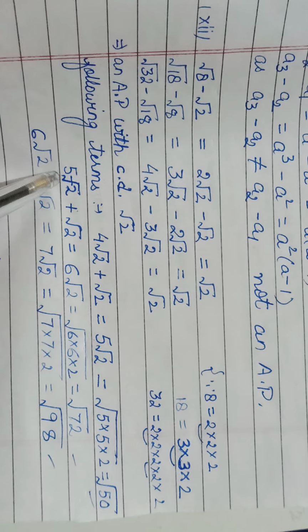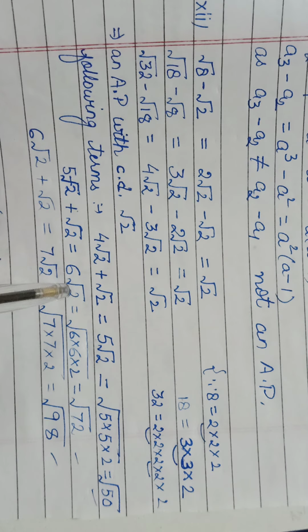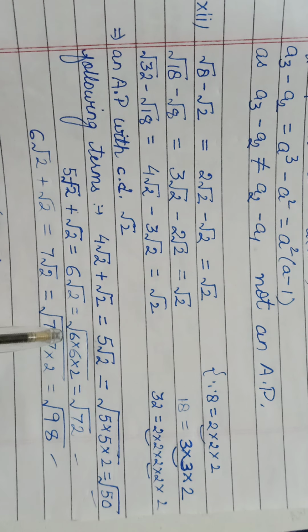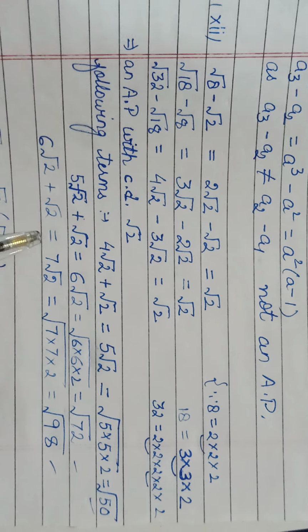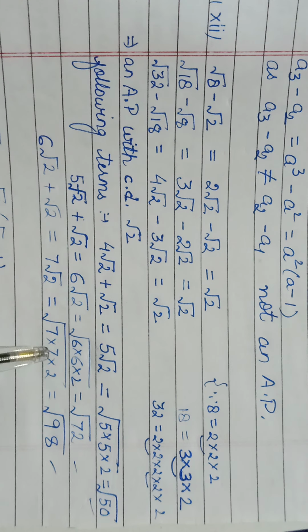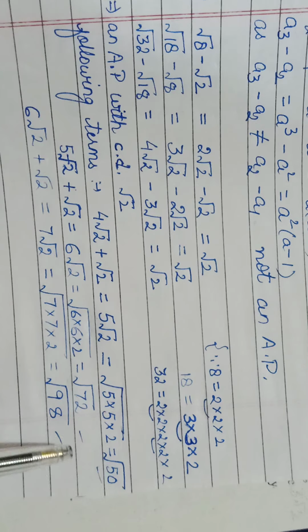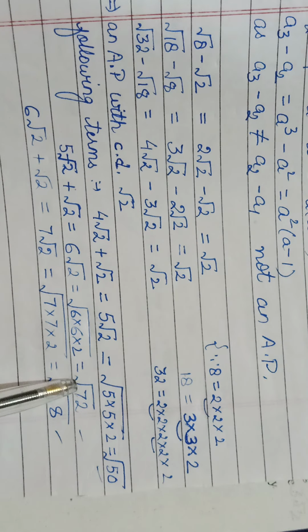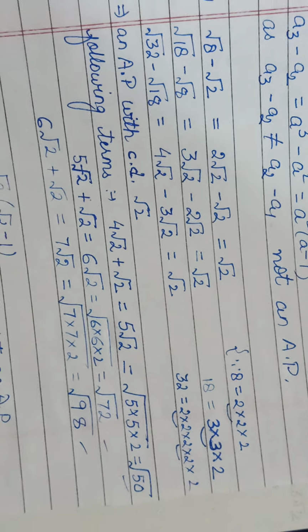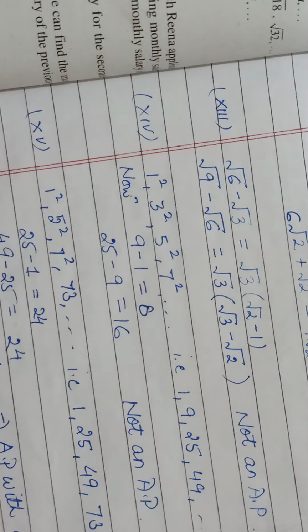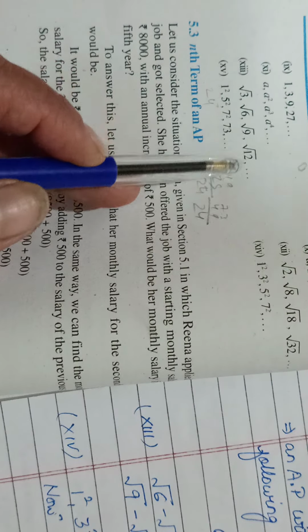5 root 2 के बाद अगला टर्म क्या आएगा? 5 root 2 plus another root 2 means 6 root 2. Next will be 7 root 2. But again हम इसे ऐसा नहीं छोड़ेंगे. We'll take that 6 inside, so it will become 6 into 6. That becomes under root of 72. Then this will be taken as 7 into 7. 7 7s are 49, 2s are 98. So the following 3 terms will be root 50, root 72 and root 98. Okay, fine.